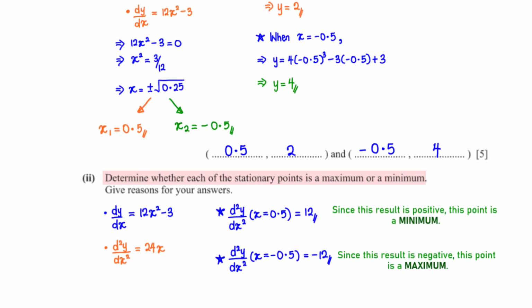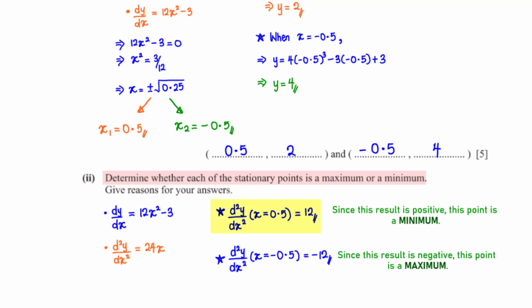Determine whether each of the stationary points is a maximum or a minimum. Give reasons for your answers. The second derivative helps us determine the nature of the stationary points. To get the second derivative, we need to differentiate dy dx. dy dx is 12x squared minus 3, and when we differentiate this, we get 24x.